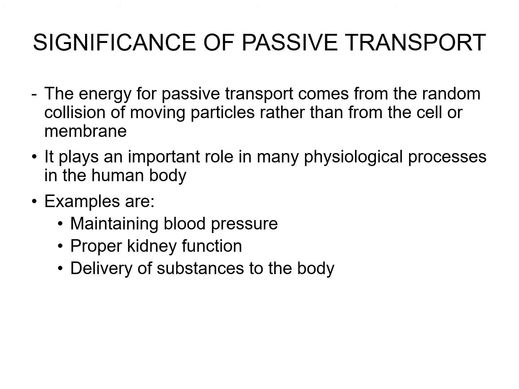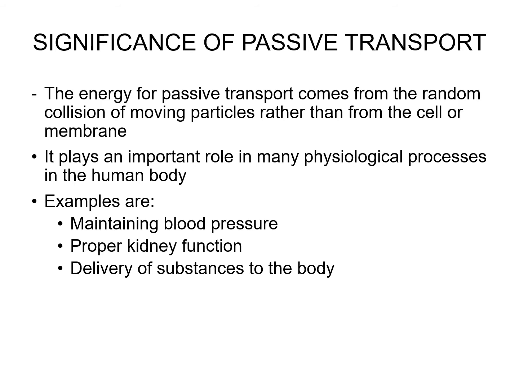It's always going to go high to low, so when it comes back to the heart through the veins, it's really, really low, almost non-existent, and then the heart kind of resets that whole stage for us. So high to low, high to low. Same thing with kidneys. We'll have a whole chapter on the urinary system next semester, but your kidneys use passive transport to help filter things. And delivery of substances to the body, oxygen and carbon dioxide, is a very easy example to talk about regarding passive transport.